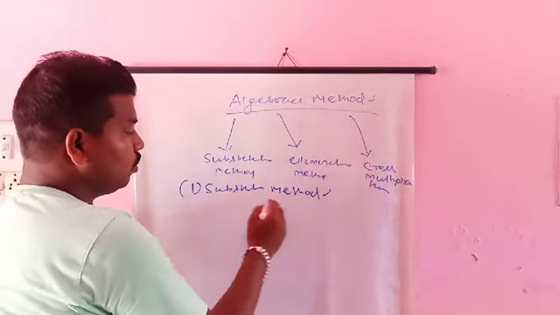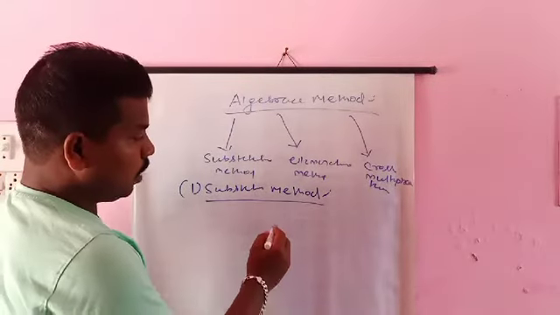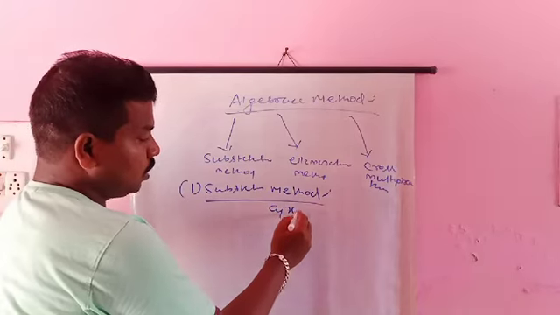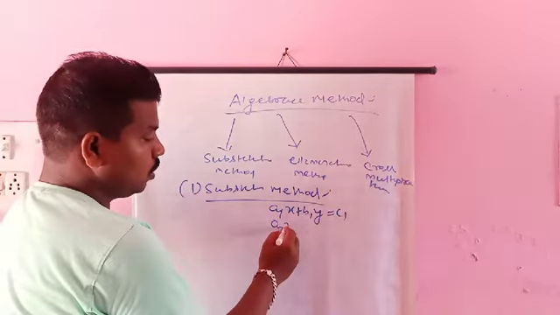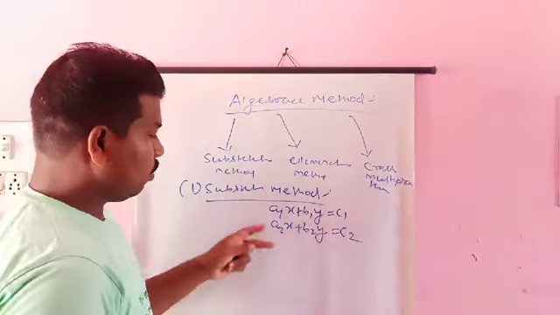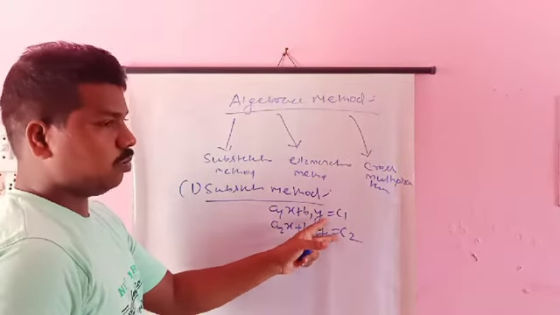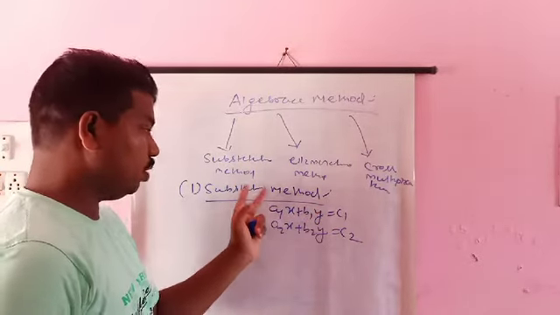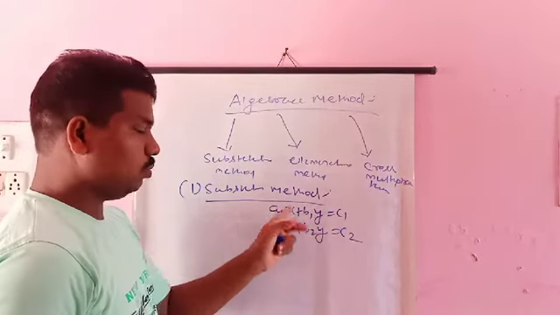For solving by the substitution method, first we have to write the standard form of the pair of linear equations. The standard form, as we already know, is a1x plus b1y equal to c1, a2x plus b2y equal to c2. From this standard form we have to solve by the substitution method, that means we have to find the values of x and y.